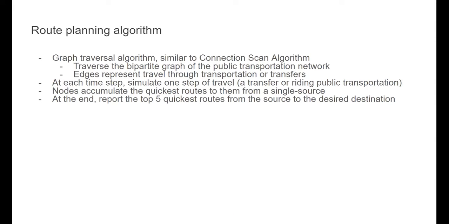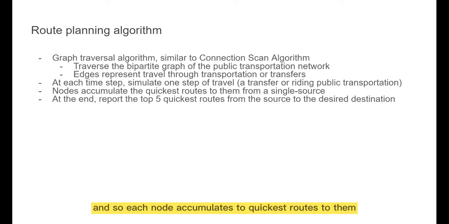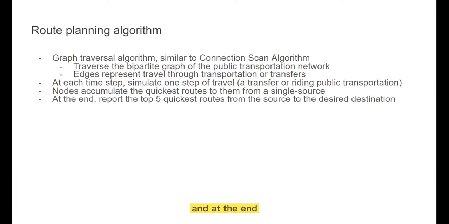Starting from a source which represents the desired final destination, we iterate over the time steps and simulate all the possible routes out to all the other possible nodes. Each node accumulates the quickest routes to it from a single source. And at the end, we report the top 5 quickest routes from the source to the desired destination.